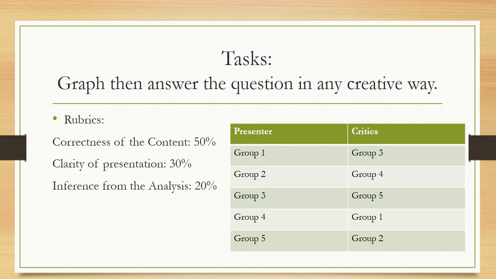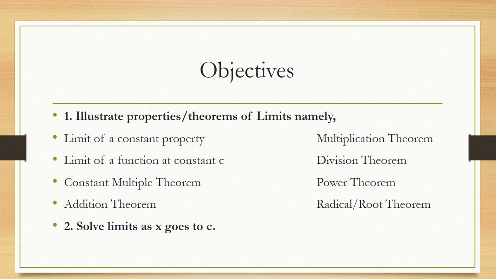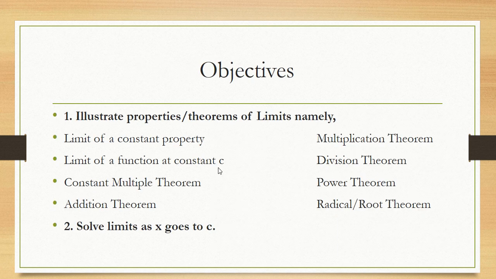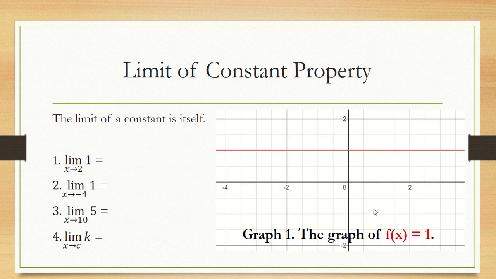So we have now the task. The objective is to illustrate the properties of limits: the limit of a constant function, constant multiple theorem, addition theorem, multiplication theorem, division theorem, power theorem, and radical root theorem. So the limit of a constant is itself. What is number 1? Limit of 1 as x goes to, the answer is 1. Limit of 1 as x goes to negative 4 is 1. Limit of 5 as x goes to 10 is 5. Limit of k as x goes to c, where k is a constant, is equal to k.